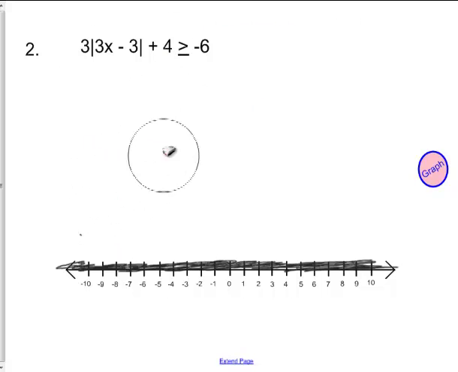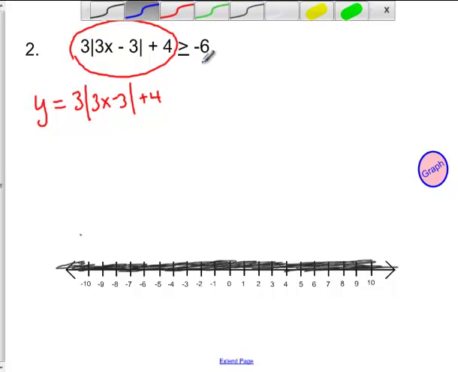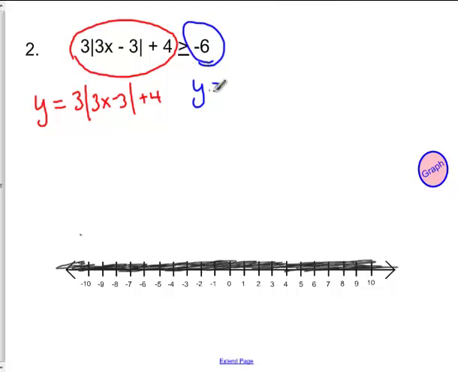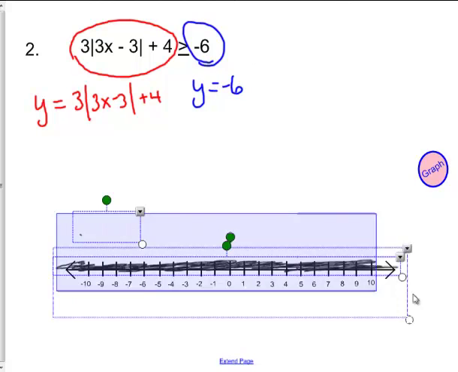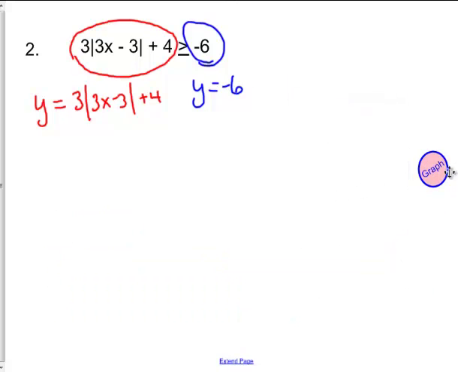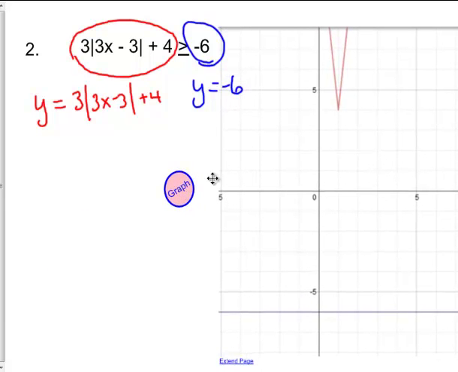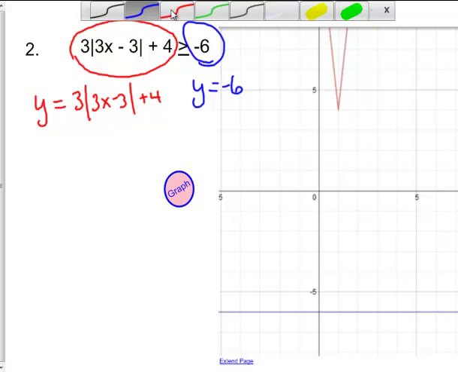Now, once again, just to show you what it would look like on a graphing calculator, I would say y equals 3 absolute value of 3x minus 3, plus 4. And then I would do a second graph of y equals negative 6. And let's see what it looks like. There we have it. If you don't know what you're quite looking at, well, let's trace it.